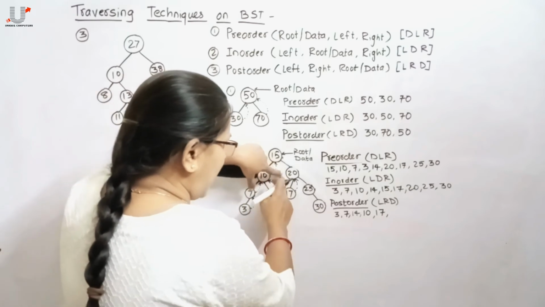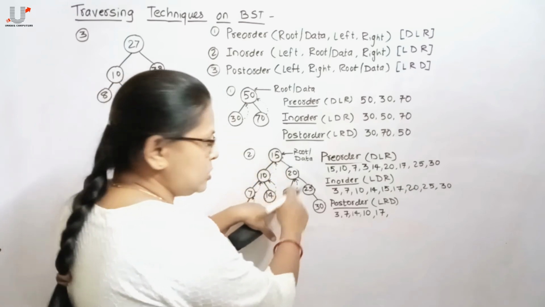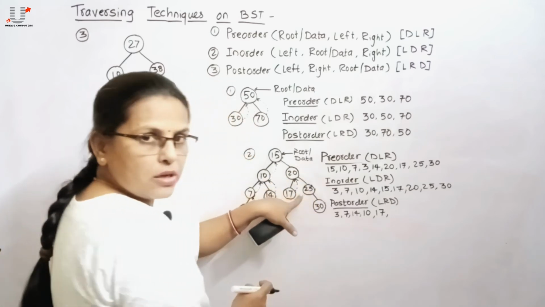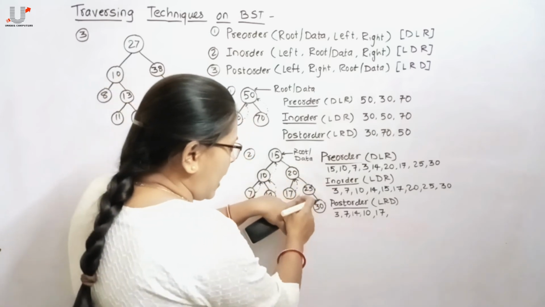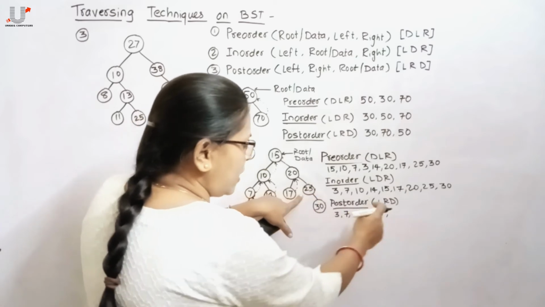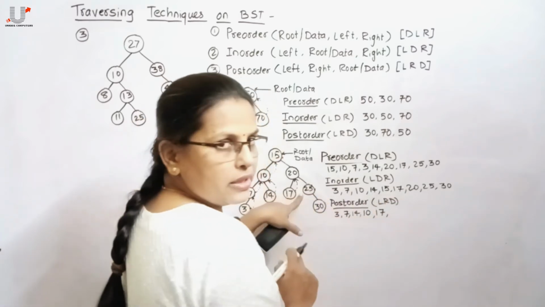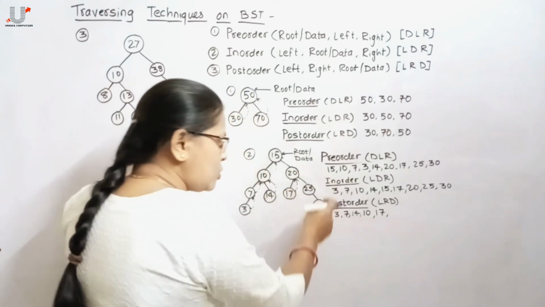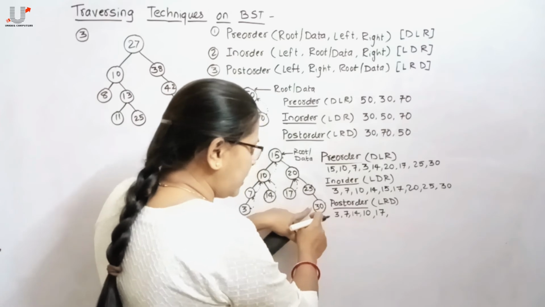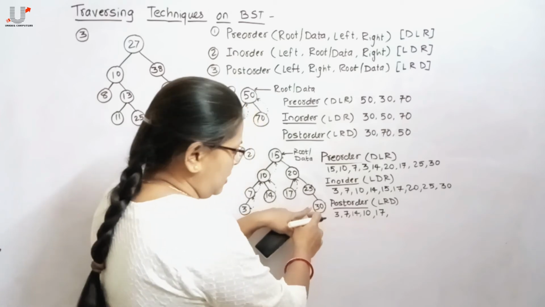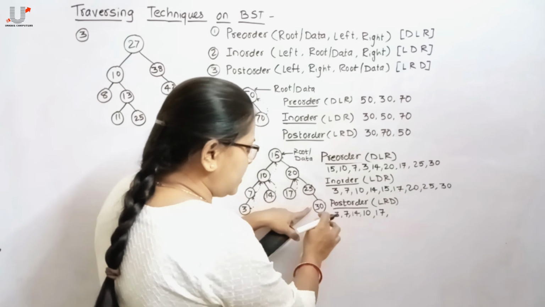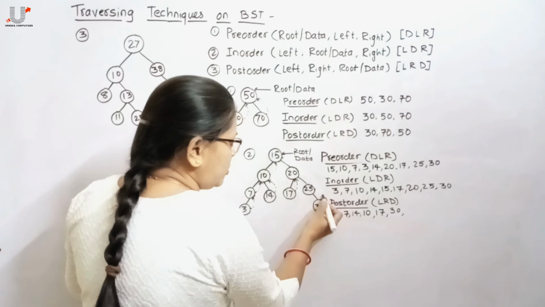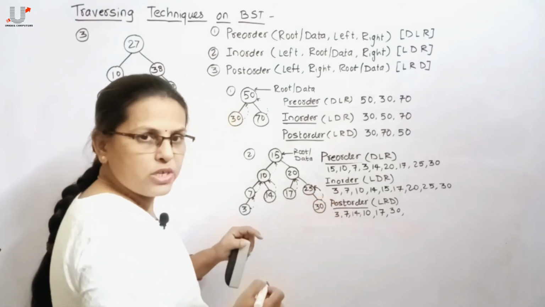For 20, as left has already been processed, the control will transfer to the right of 20, that means 25. As 20 on 25, again apply LRD. As no left subtree is present for 25, so apply R. Again apply LRD. As no left and right subtree is there for 30, 30 itself gets processed. After processing, the control will transfer to its parent.